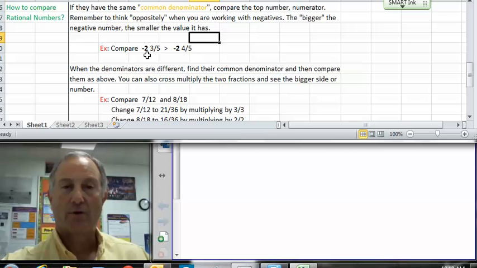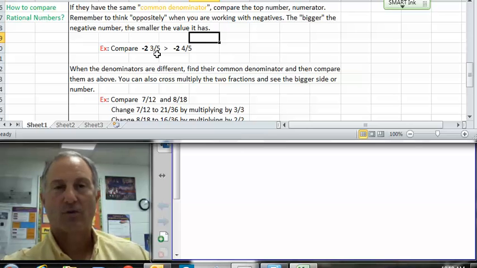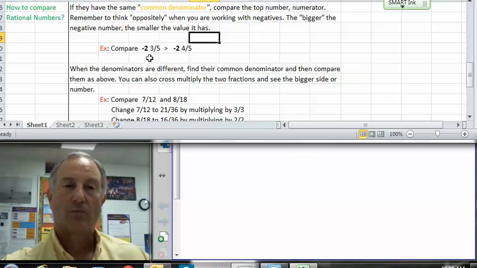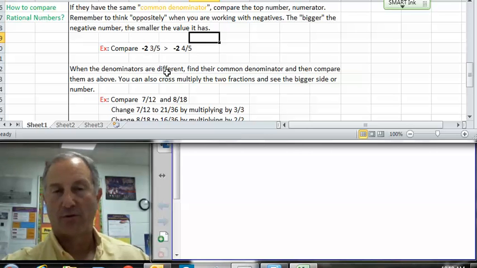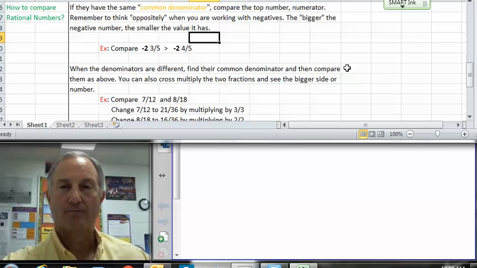If you want to compare negative 2 and 3/5, it's going to be greater than negative 2 and 4/5, because that 4/5 is going to be more to the left than the 3/5 when you look at them in negatives. So their absolute value, the smaller one, is going to be the bigger of the negatives.